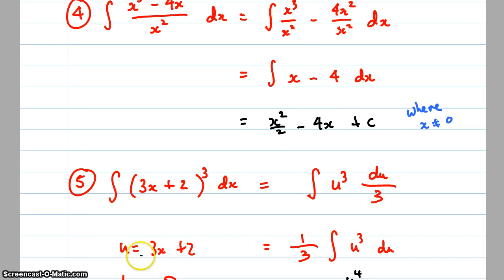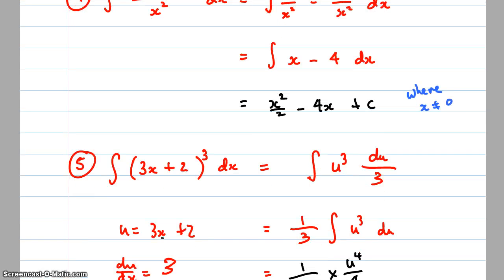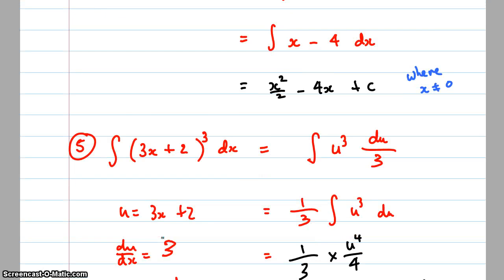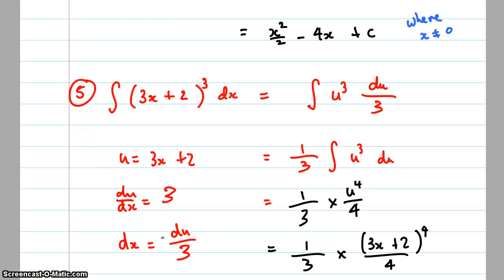I'm suggesting that u equals 3x plus 2, and therefore du dx equals 3. Now I don't have du or du dx. I've just got dx. So what I'm going to do is transpose this formula to make it dx equals, and I get du on 3. And then I'm going to replace dx with du on 3. So this then becomes u to the power of 3 du on 3.